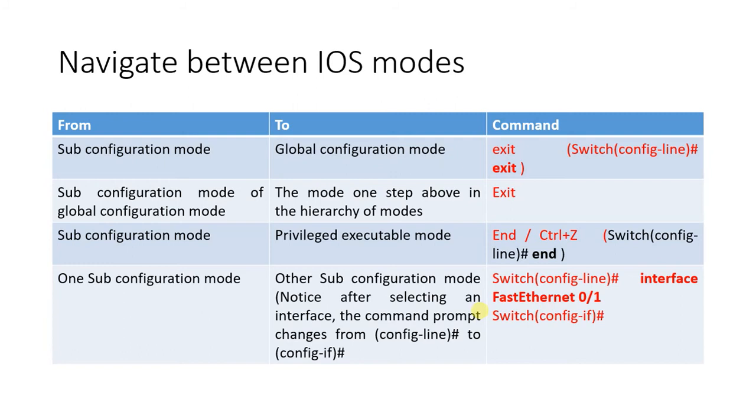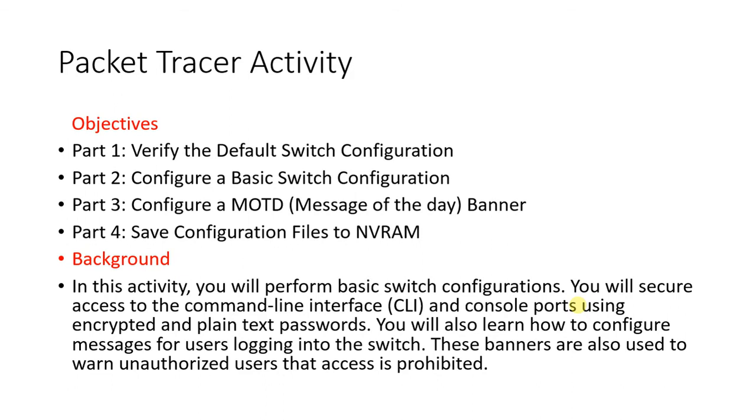From sub configuration mode, if you want to return to global configuration mode, again you have to use the exit command. And from sub configuration mode, if you want to go to privileged executable mode directly, you can use end. And if you want to go from global configuration mode to interface configuration mode, you can use the interface command, and then whichever interface you are using: fast ethernet, gigabit ethernet, or serial interface. All those interfaces can be taken. Now today we'll be doing this Packet Tracer activity.